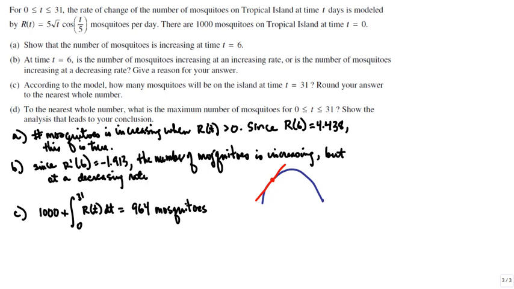Okay, we'll continue with part D of problem number 5. It asks for the nearest whole number: what is the maximum number of mosquitoes for time t greater than or equal to 0, less than or equal to 31, and show the analysis that leads to your conclusion.